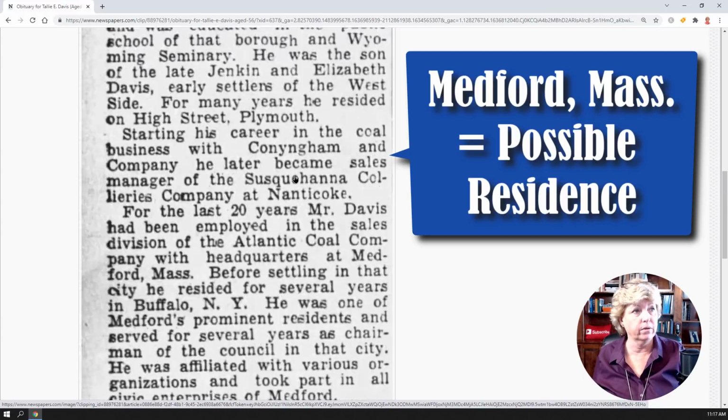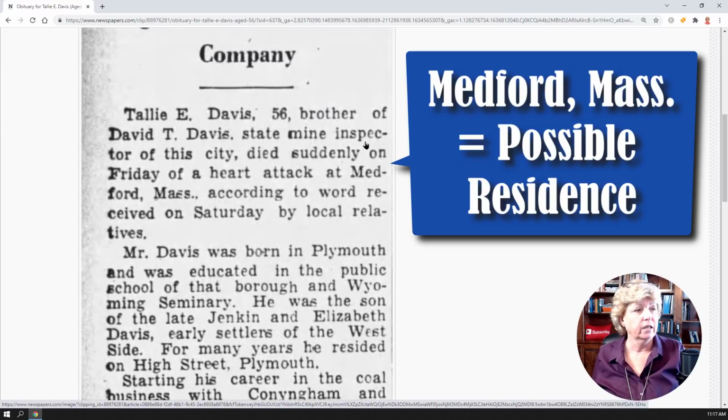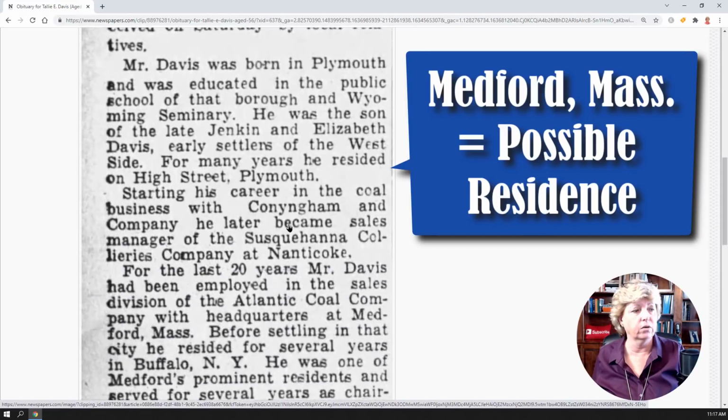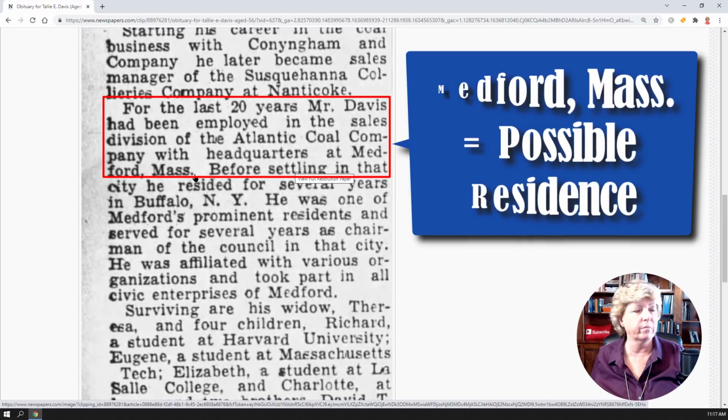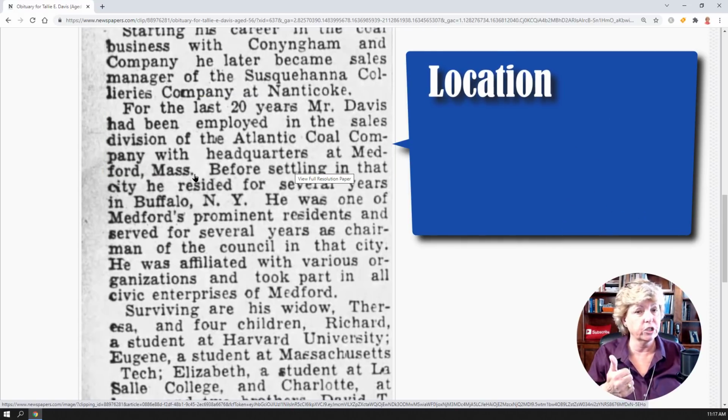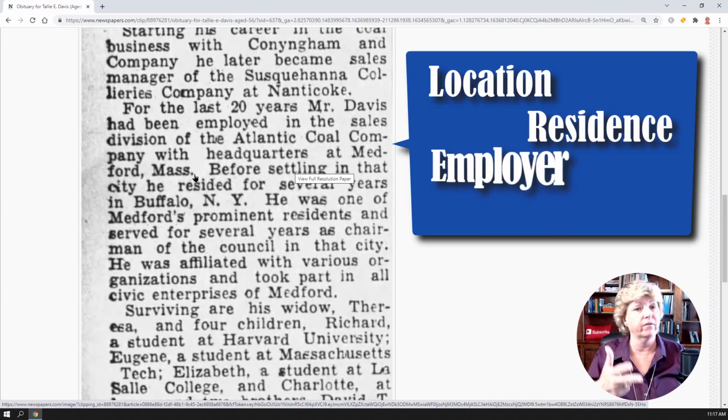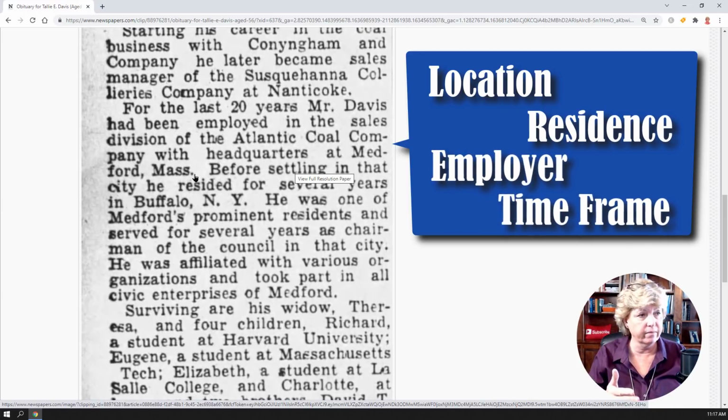If you remember, he died of a heart attack at Medford, Mass. So going back down to the fourth paragraph, for the last 20 years, Mr. Davis has been employed in the sales division at Atlantic Coal Company with headquarters in Medford, Mass. So we have a location, we have a residence, we have an employer, and we have a time frame.